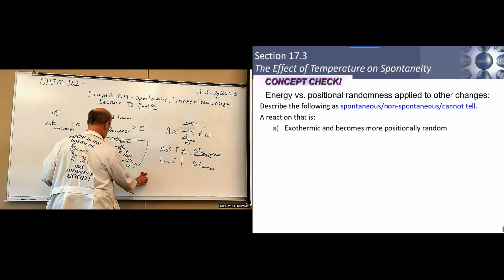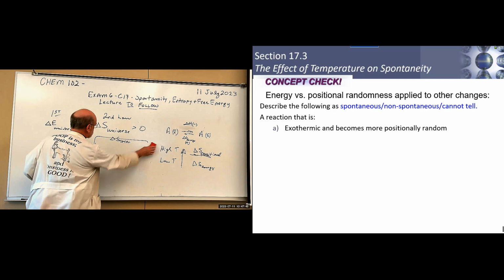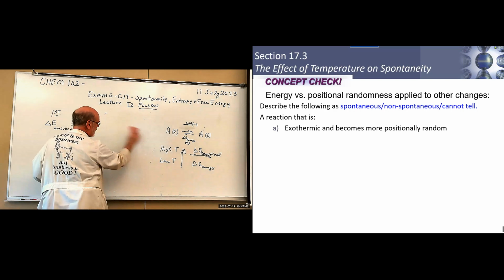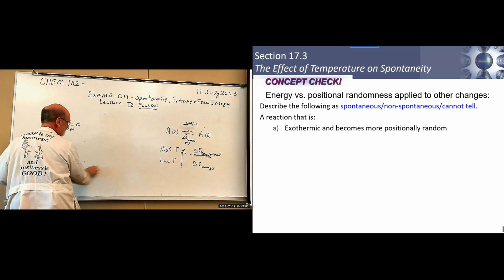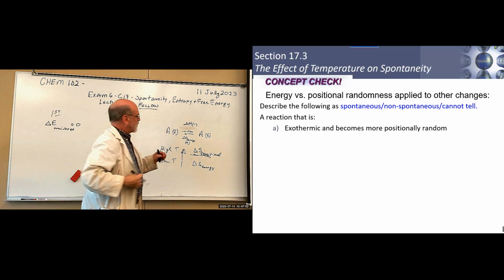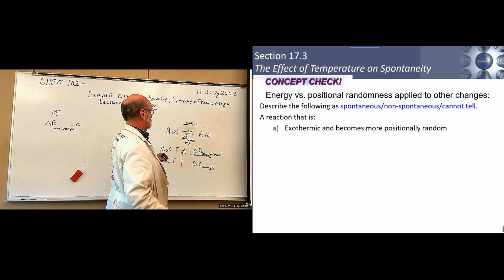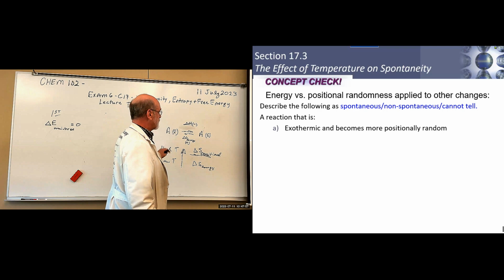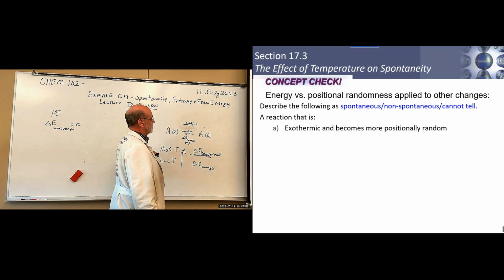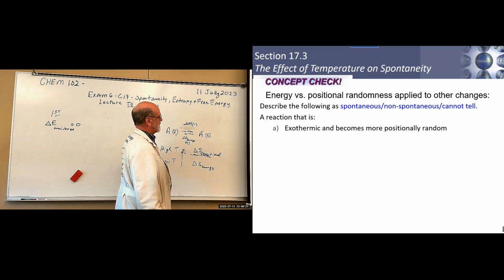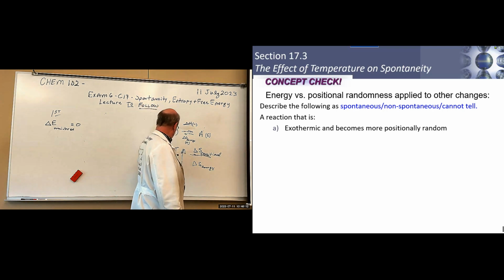Okay, so let me erase this, that, and keep that. So if the process is exothermic and it becomes more positionally random, would we expect that to be spontaneous or non-spontaneous, or we can't tell? Exothermic, positionally random. Well, it depends on the temperature, I think.